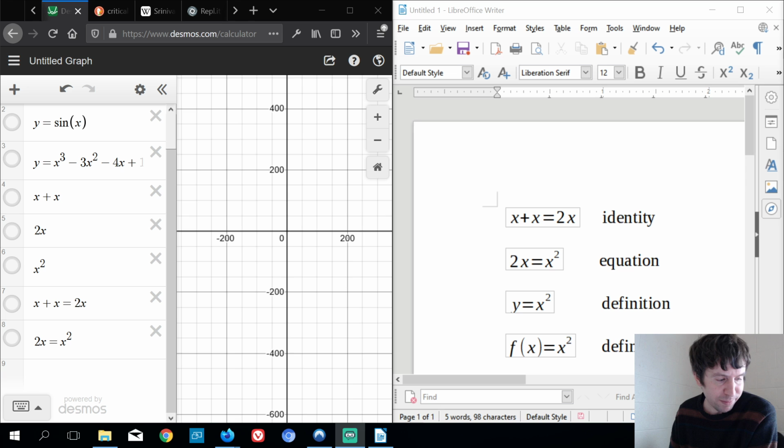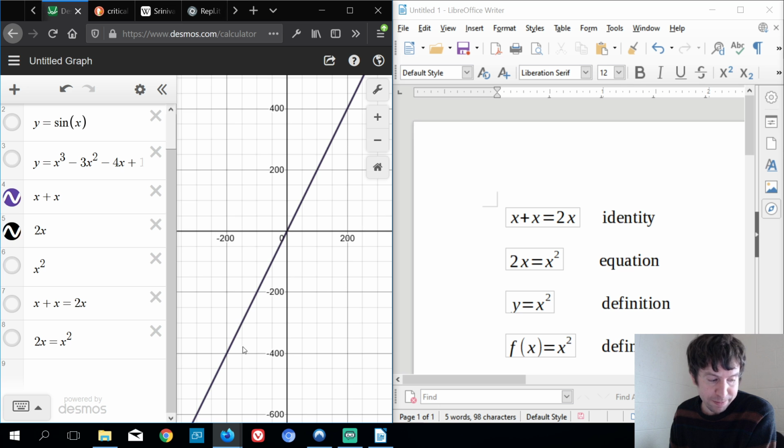And if I graph them, try to ignore some of the stuff I have on this graph here, I'm just going to do the x plus x and the 2x for the identity, and you'll see that when I turn on the x plus x, I get this line, and when I turn on the 2x, I get the same line. There's no value of x where they're different. There's no place where the left-hand side and the right-hand side give different outputs for any given input. So that's an identity. Okay.